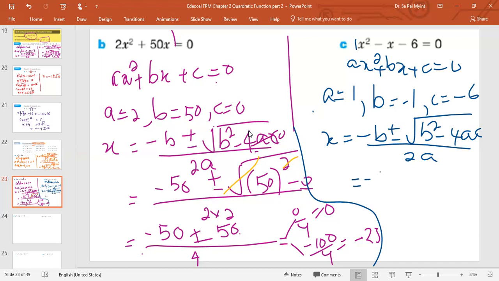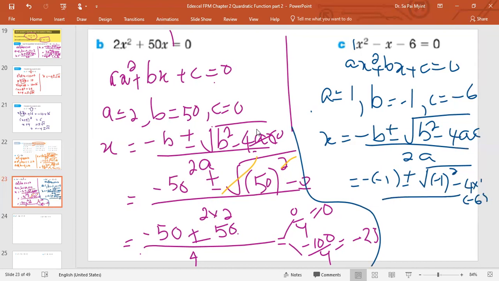Negative b, what is b? B is negative 1, plus or minus square root of b squared, meaning minus 1 squared, minus 4ac. What is a? A is 1. What is c? C is minus 6, divided by 2a. 2 into 1, 2. What do you get? Equal to minus minus 1, that is plus 1, plus or minus square root of. Here, minus 1 squared is 1. 6 and 4 and 1, what do you get? 24. Minus changes to plus 24. Okay, 25. Square root of 25 is 5.